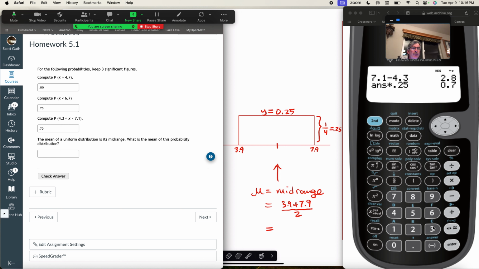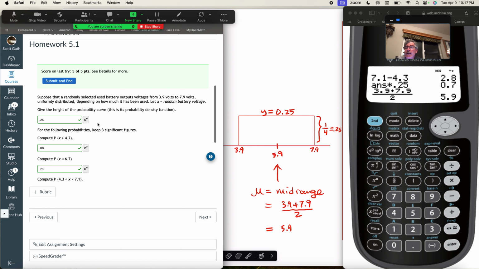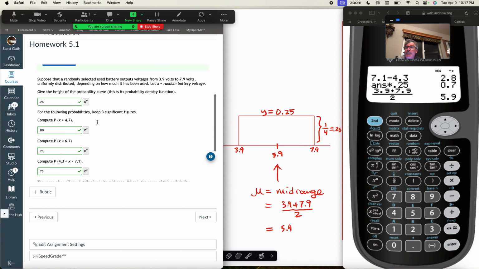So let's do that over here. I'm going to use a fraction template. Complicated fraction kind of, so 3.9 plus 7.9 over 2. 5.9. And that's the mean here in the middle of the distribution. So we'll go ahead and put that in. 5.9. Check our answer. Everything is correct, so we're good to go.